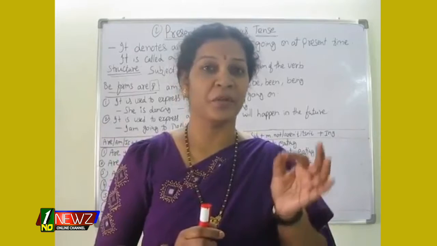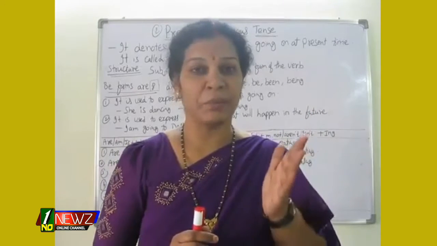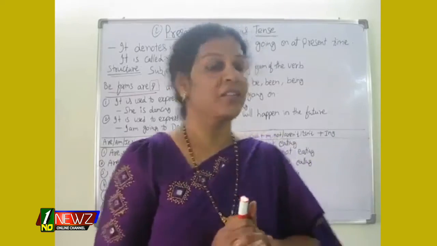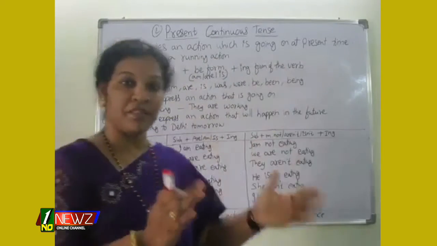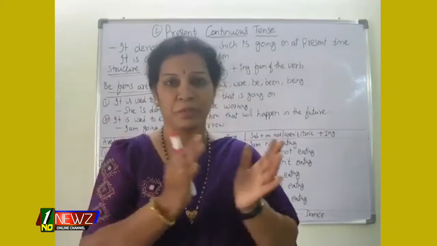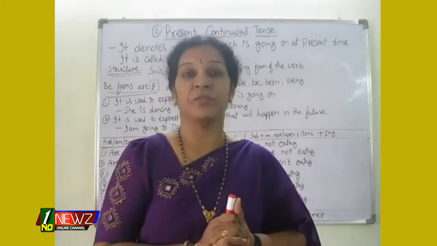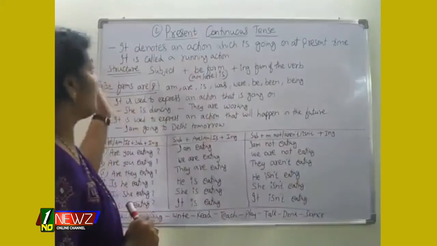In the last class we have seen tenses. First tense, that was simple present tense. Simple present tense we have completed. Now coming to the second tense, that is present continuous tense. Present continuous tense means presently we are doing and also we are continuing it. So that's continuous tense. Now in this continuous tense we'll see what is the rule.